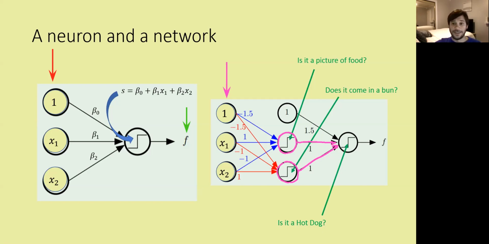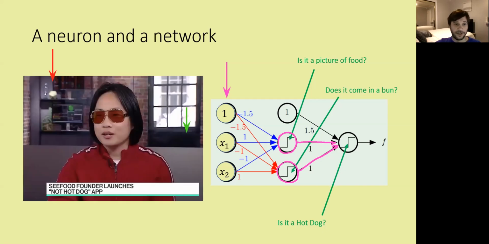So something you might get that reference from Silicon Valley. Jin Yang develops an app, and the only thing his app can do is tell you whether or not the picture you put into it is a hot dog or not a hot dog. So some inspiration there. Thank you, HBO.